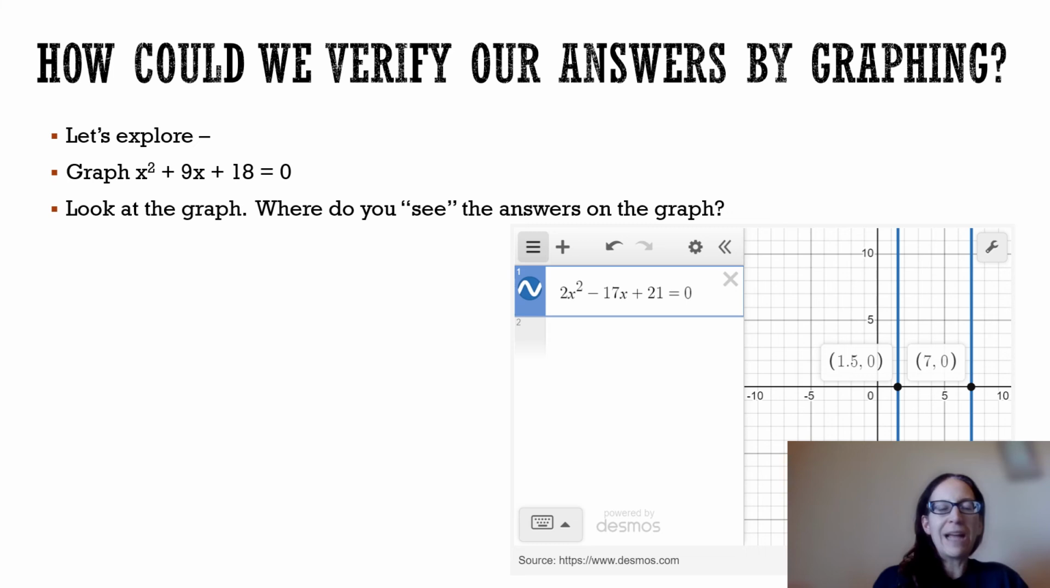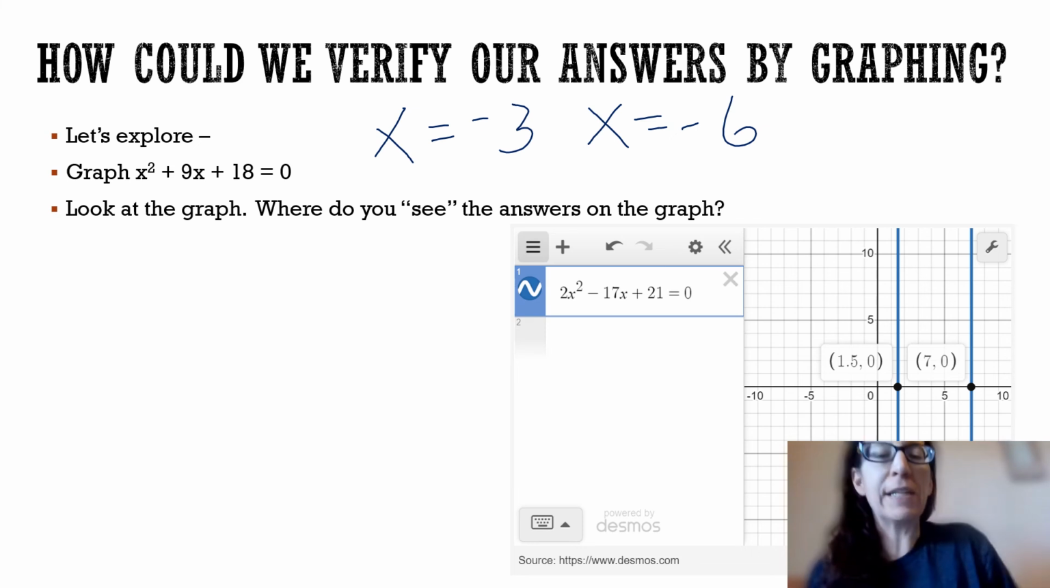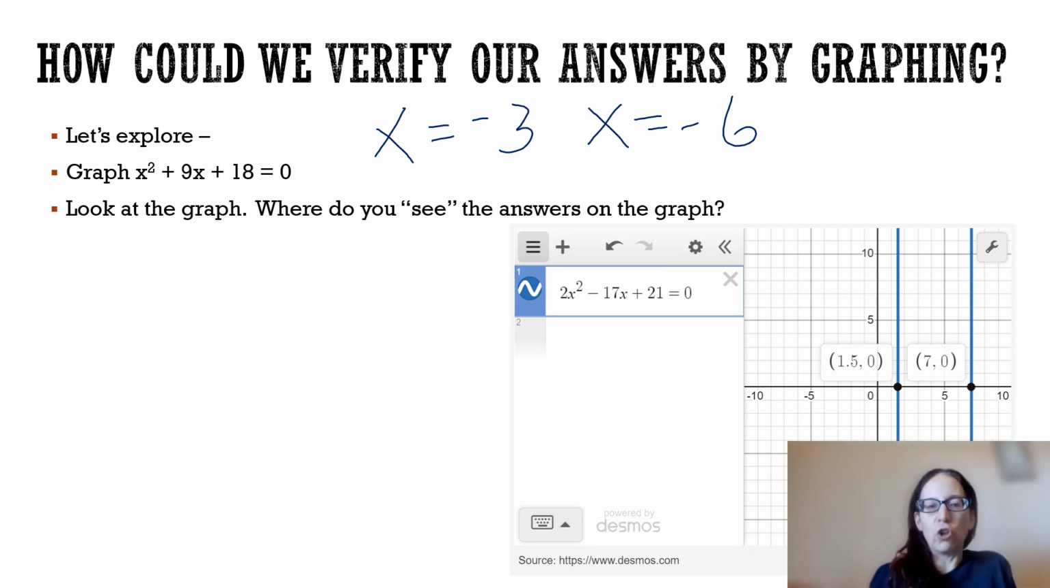So let's explore it. We have the equation x squared plus 9x plus 18 equals 0, and we already know that the answers are negative 3 and negative 6 because we solved it algebraically. So what we're going to do is graph it and then look at the graph. The question is, where do you see the answers on the graph?